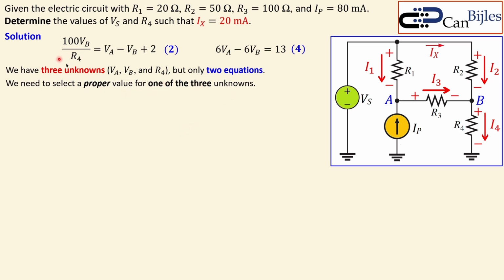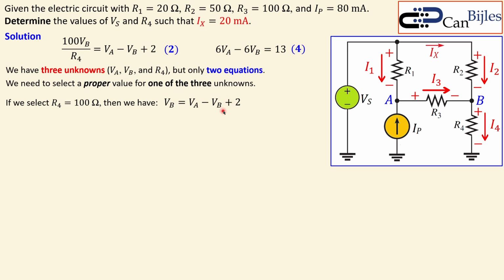So you can of course not take a negative value, for example, for R4, or if you take, let's say 0, that will also make this not defined. So it must be a proper value. So let's select a value, and I have chosen actually for R4 to select 100, just easy, so I will get rid of this 100. So 100 over 100 will be just Vb, and I will actually make then this equation number 2, Vb is equal to Va minus Vb plus 2.